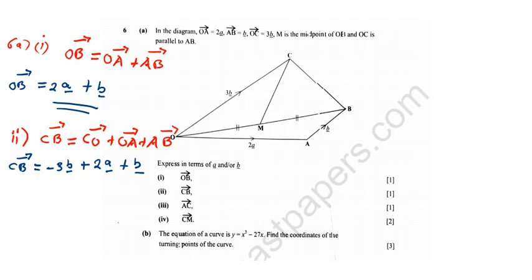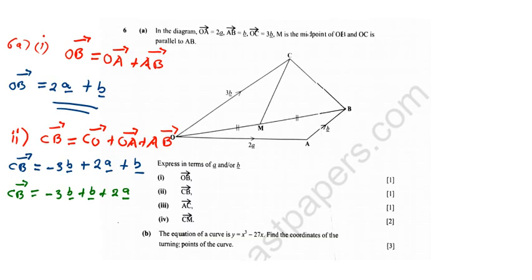So here we have like terms, negative 3b vector and b vector. They are like terms because they have a b vector in common. So I can collect the like terms. It will be CB is equal to negative 3b vector plus b vector plus 2a vector.